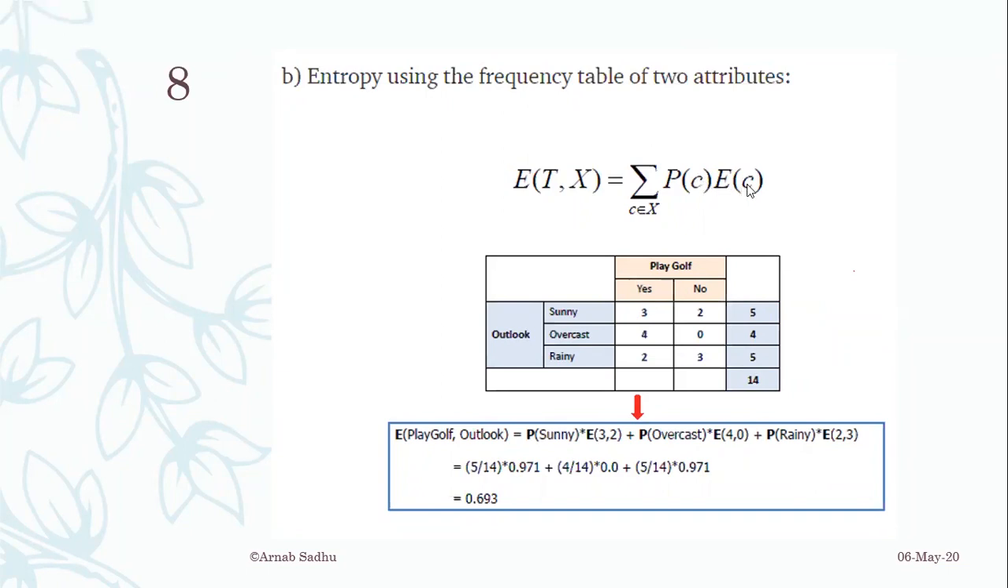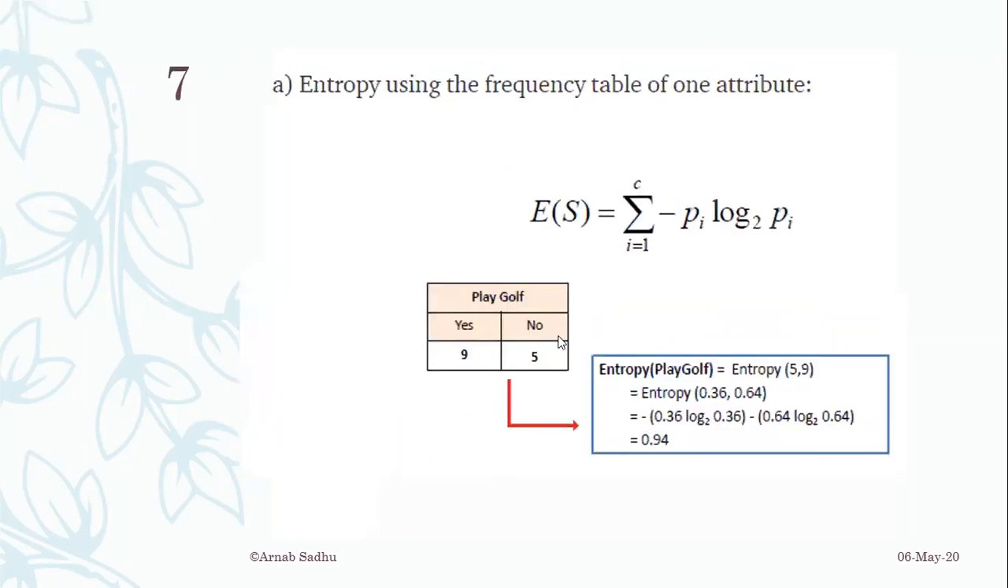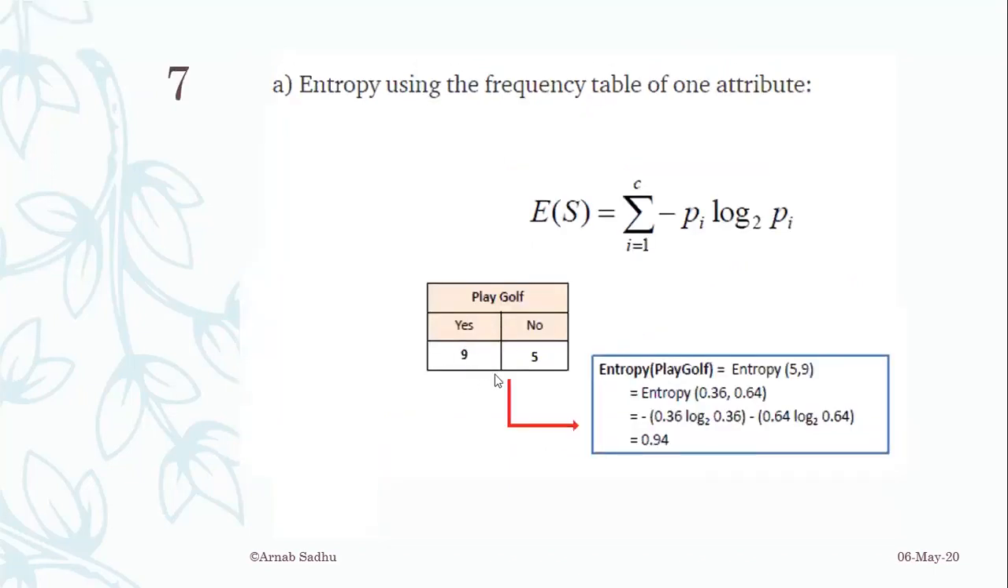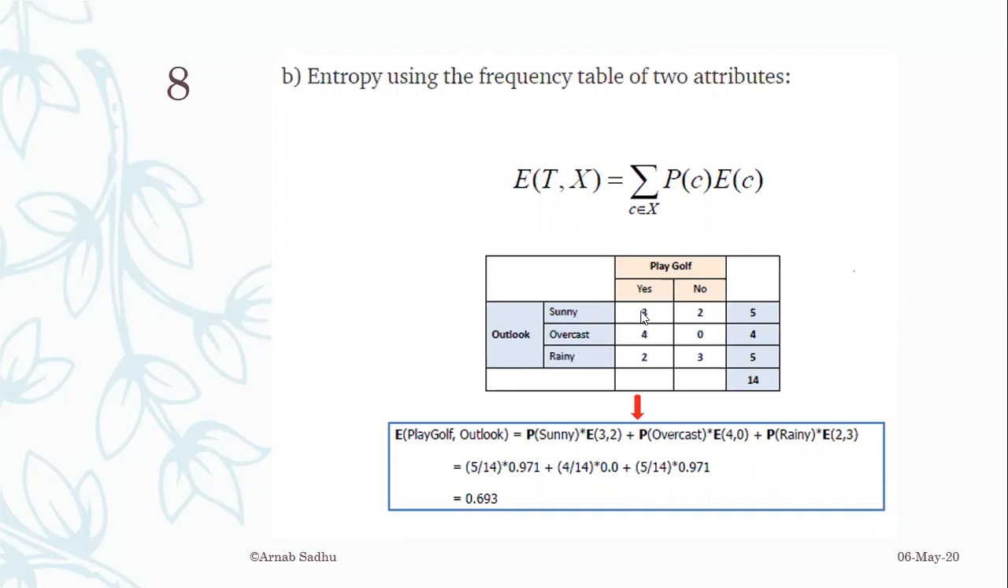So with this we have to multiply the entropy of that class, that is entropy of sunny class, entropy of overcast class, entropy of rainy class. So entropy of sunny class will be, we have already computed for the total one. So the entropy of these 3, 2, that is 3 by 5 log 3 by 5, 2 by 5 log 2 by 5, that is 0.971.